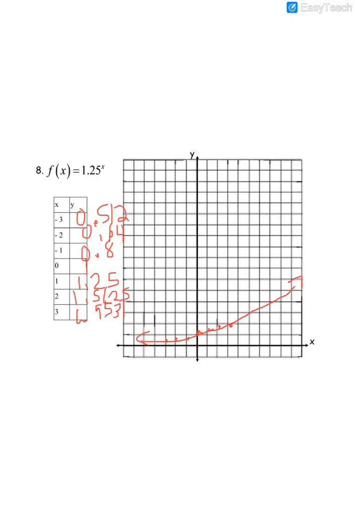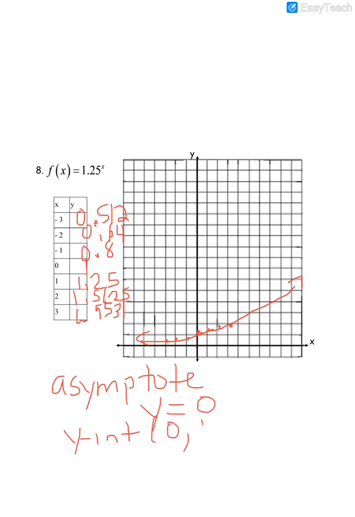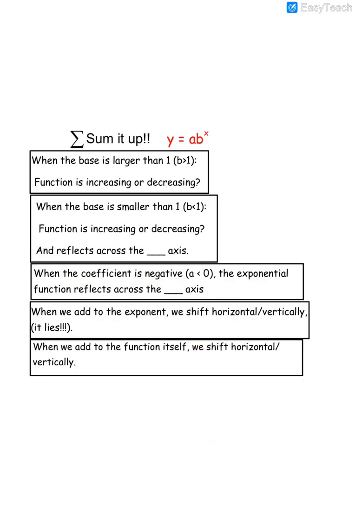Okay, so what happens? The asymptote is y equals 0, the x-axis. The y-intercept is still 0, 1. And by changing the b, it stretches it. It's kind of like a dilation. It's stretching it. All right, so let's sum up what we learned today about the exponential function.